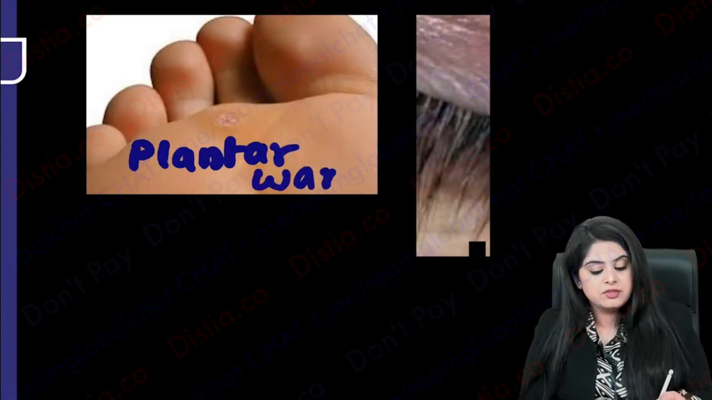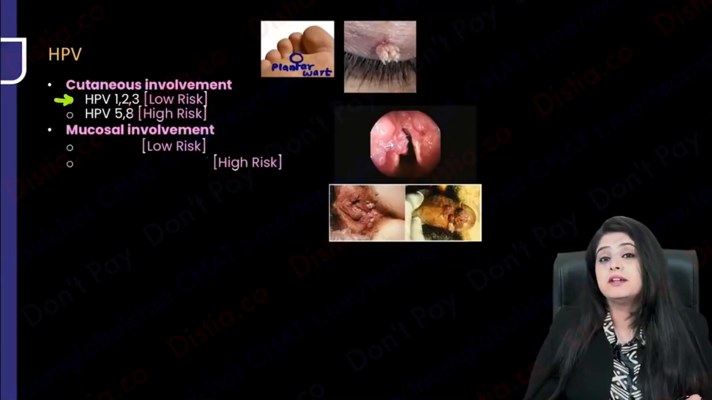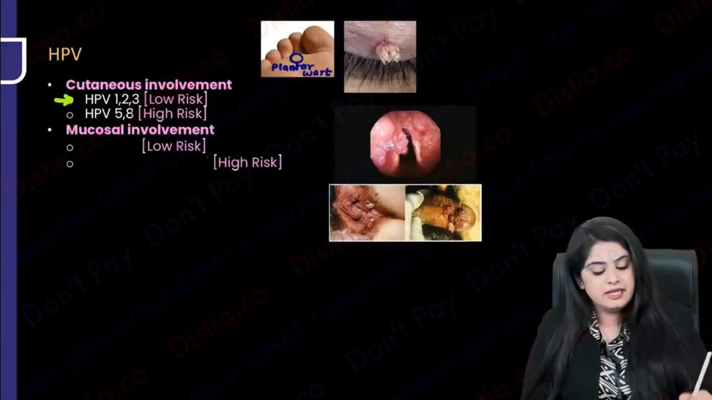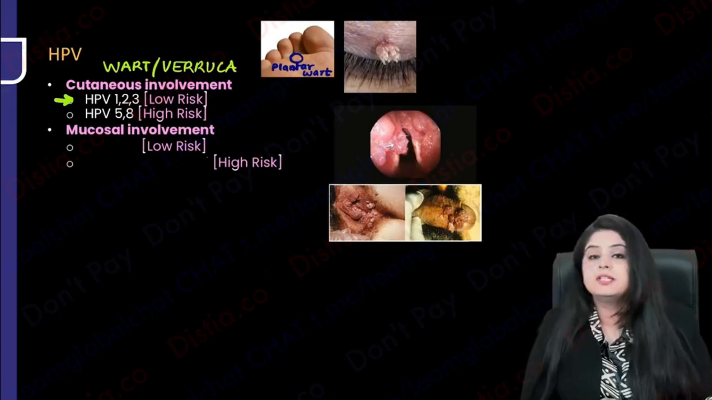And the same picture comes. They will show you a man with this kind of a plantar wart, and they will say, okay, what is the implicated virus? So anything that is related to wart, or what is the other term for wart in dermatology? It is also known as verruca. So remember the plantar wart.